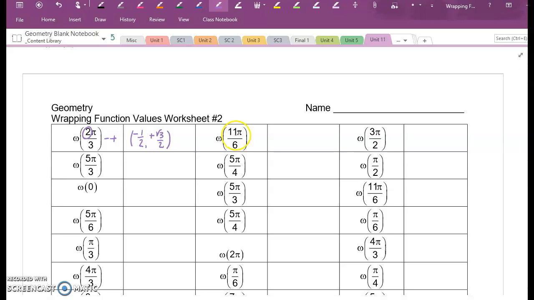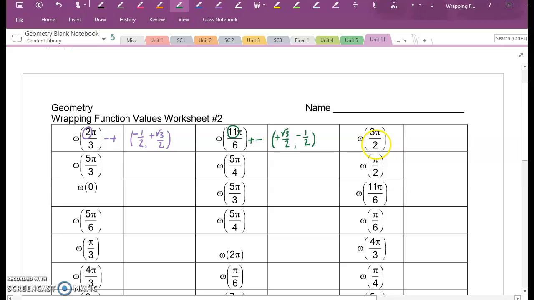And the next one, 11 pi over 6. Looking at the denominator, I know that with a denominator of 6, square root 3 over 2 goes first because 3 times 2 is 6, followed by 1/2. The 11 means that it's going to be in the fourth quadrant where it's positive negative because 6 times 2 is 12 minus 1, 11. So we have positive negative.